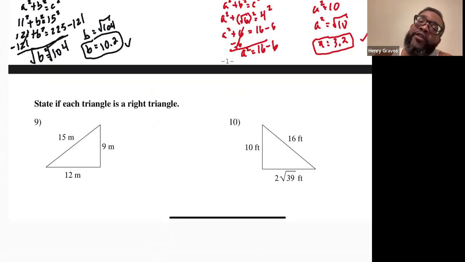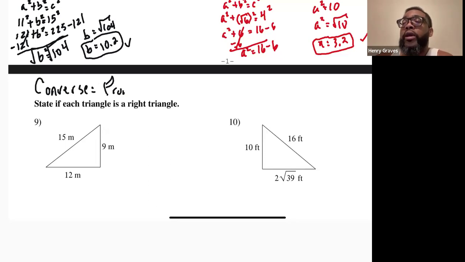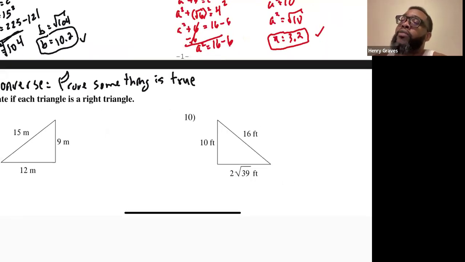I'm just trying to prove if something's true. So in this case, what we're trying to prove is true is that A squared and B squared is equal to C squared. So I'm basically trying to prove that the sum of the legs is equal to the hypotenuse. That's all we're trying to prove. That's it. So there's no need to get freaked out about it.